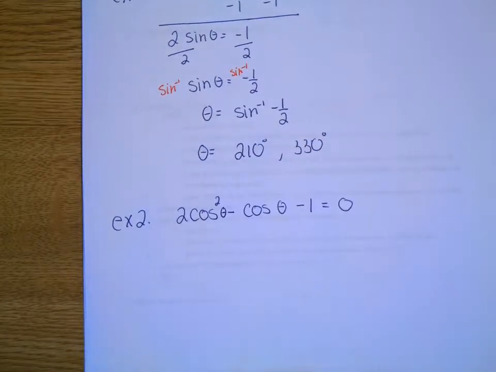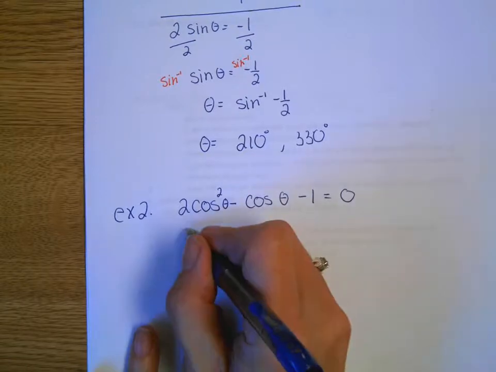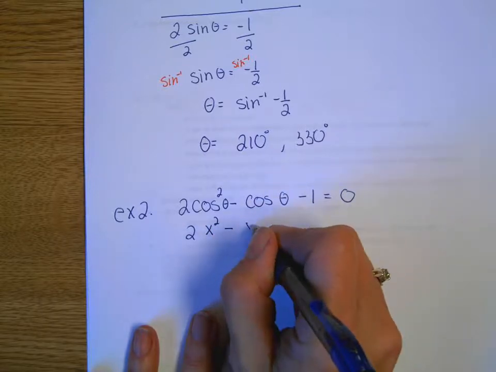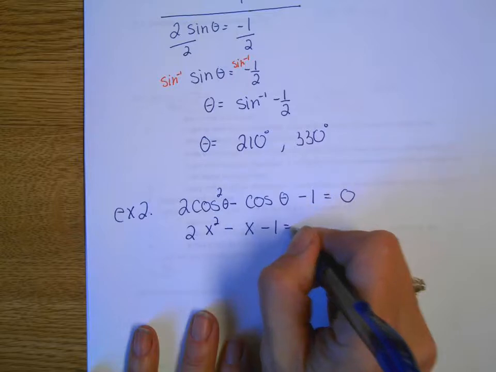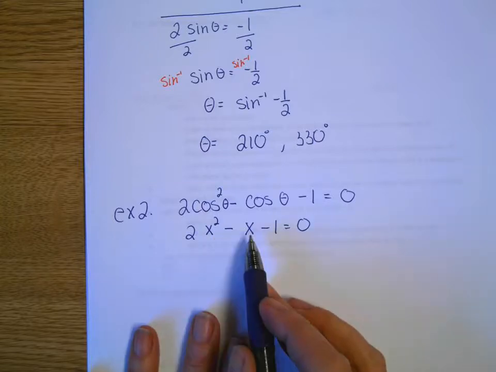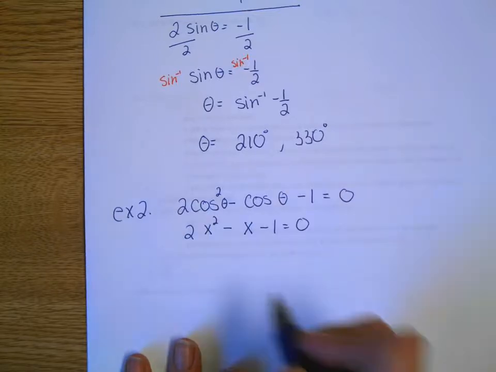2 cosine squared theta minus cosine theta minus 1. Okay, what kind of equation is this? It's a quadratic. I want you to see it as 2x squared minus x minus 1 equals 0. We're going to factor it. I know it's not x's, but think of it as x's. It's 2 times something squared minus that same something minus 1 equals 0. How would you factor this, 2x squared minus x minus 1?